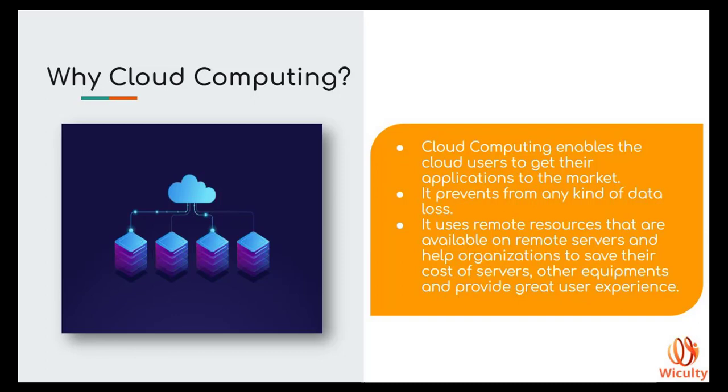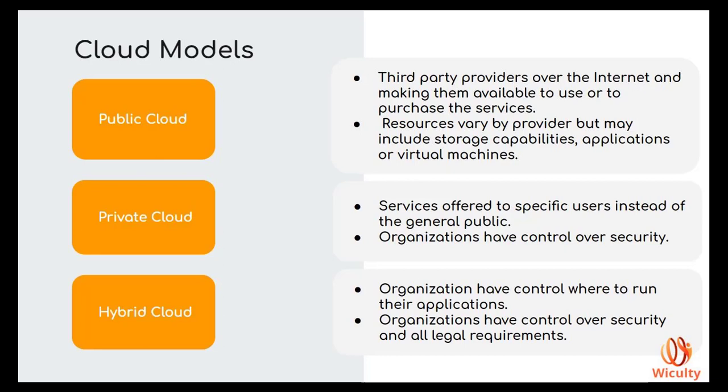Now we will talk about cloud models. In the cloud there are two types of models: the deployment model and the service model. In the deployment model there are three types: public cloud, private cloud, and hybrid cloud. In the case of the service model there are also three types: IaaS, PaaS, and SaaS. IaaS stands for infrastructure as a service, PaaS stands for platform as a service, and SaaS stands for software as a service.